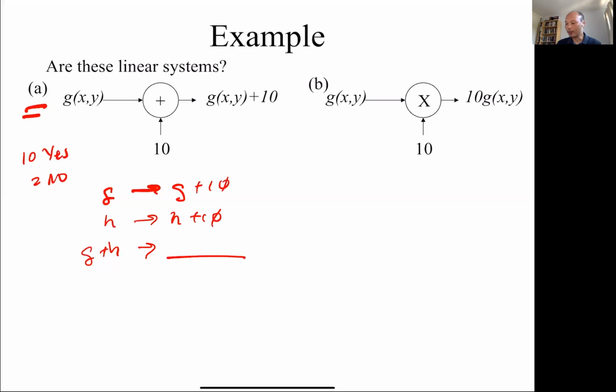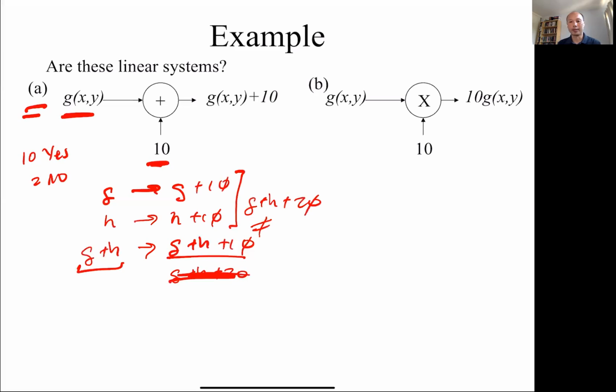Okay, so one possibility is G plus H plus 20, right? That's what we think we should get, but look at what it's saying. It's saying whatever I put in, add 10 to it, and that's what you're going to get out. So if I put in G plus H, I'm going to get out G plus H plus 10. But if it was a linear system, I should have gotten out the sum of those two outputs, which is G plus H plus 20. So these two things are not equal, so therefore it's not a linear system. Okay. Does everyone see that?